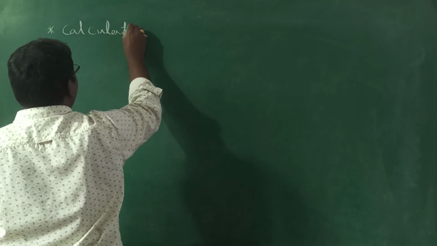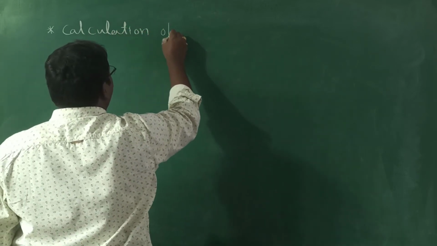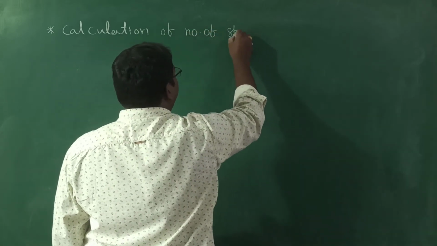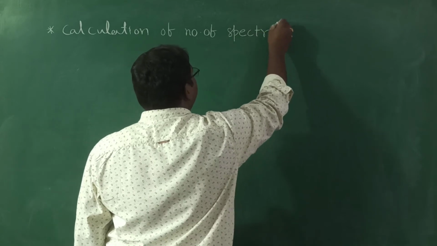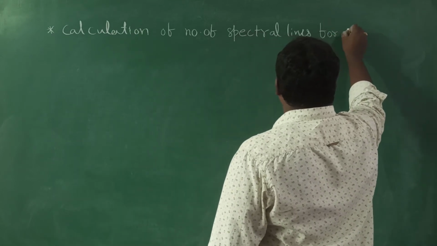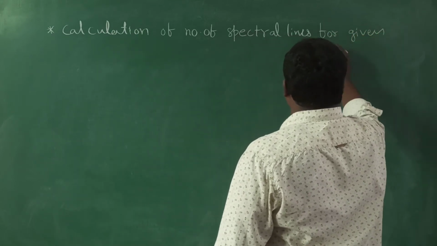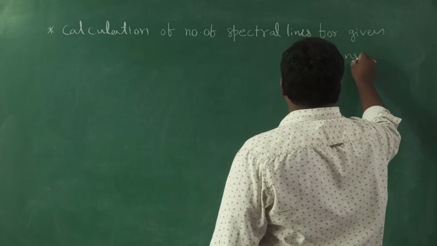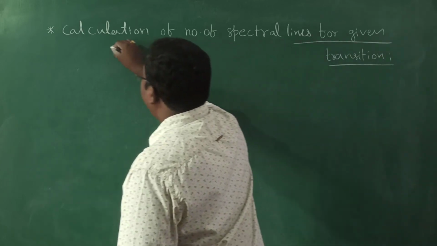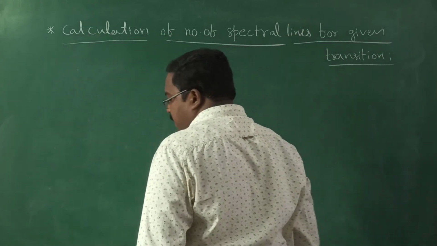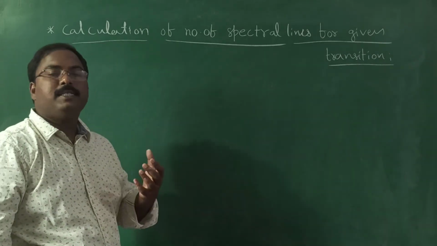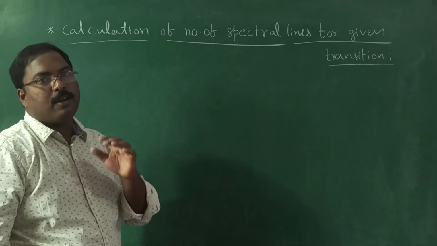Calculation of number of spectral lines for given transition. Okay, keep the subheading as calculation of number of spectral lines for given transition. Transition means the electron transition from one orbit to the other orbit. Okay.